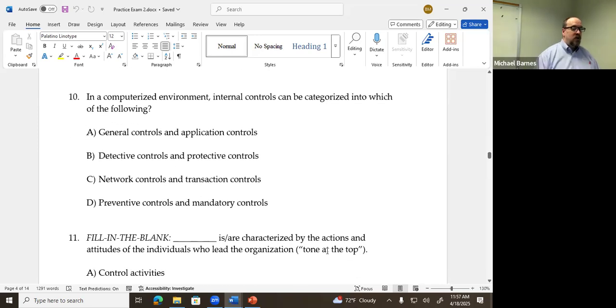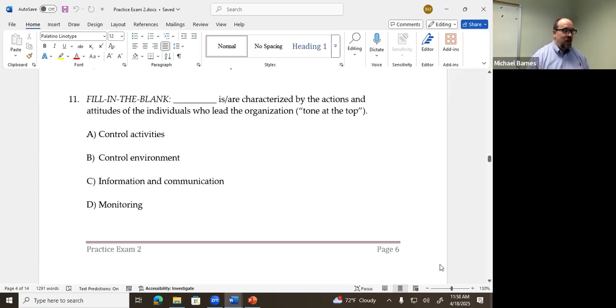In a computerized environment, internal controls can be categorized in which of the following? We're talking about IT controls specifically here. Remember, IT controls are general and application controls. What's another word for access control? Those are general controls. So general and application controls, that's A. That's our answer.